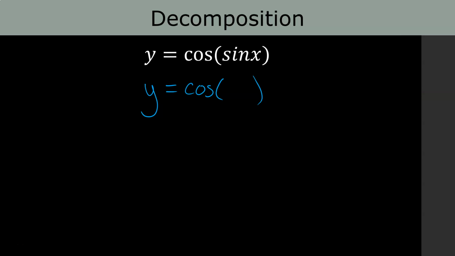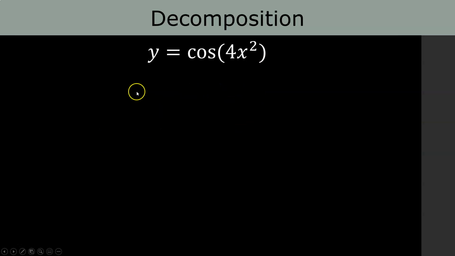This should be a little bit easier to see what function is the input to another function. Cosine is the outer function, and sine is the input to that outer function, cosine. So we're going to say u, that innermost function, is sine of x, and y is cosine of that inner function. Y is cosine of something, and that something is sine of x.